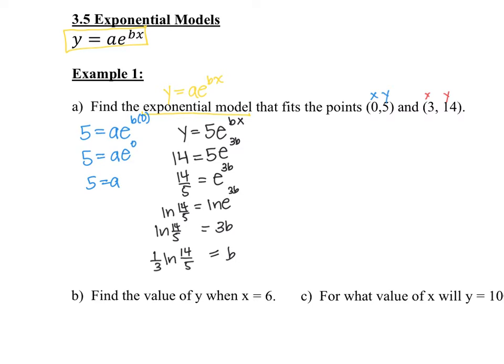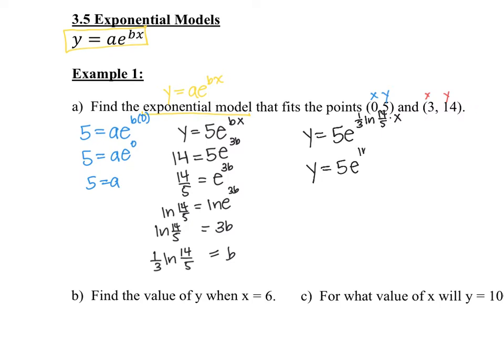Okay, so now that I have b, I'm going to plug it back in the equation I had. And it's going to be a little ugly for now. 1/3 ln of 14 over 5 times x. Okay, I need to simplify this. I can't leave it like this. Okay, I'm just going to rearrange my exponent a little bit. When you get more comfortable with these, you probably will not need to do that.